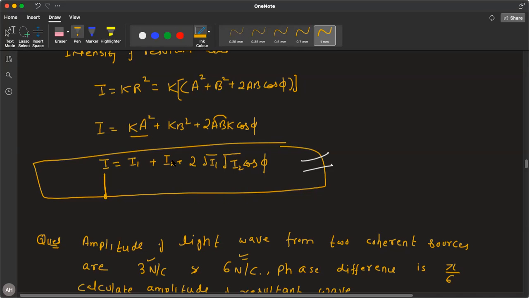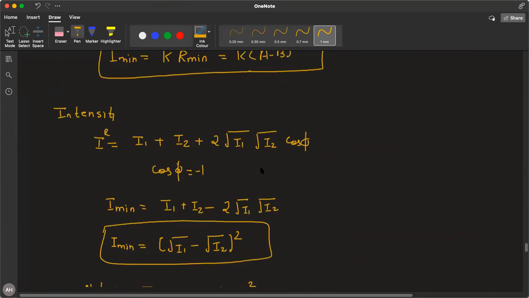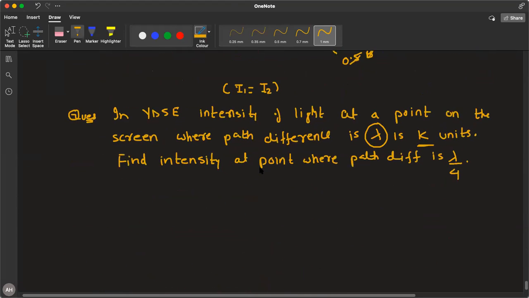I1 and I2 both are equal. You need the value of phi. To get phi, you have the path difference. Using path difference, get the value of phase difference.